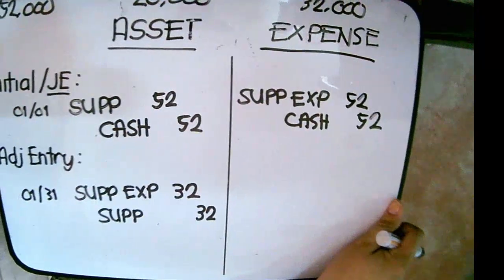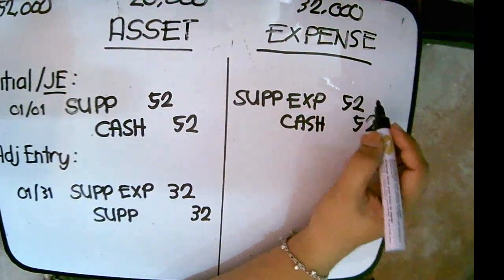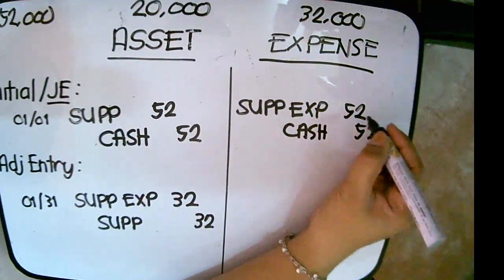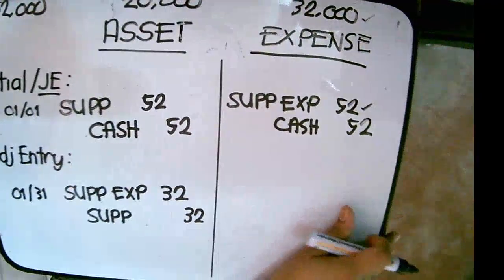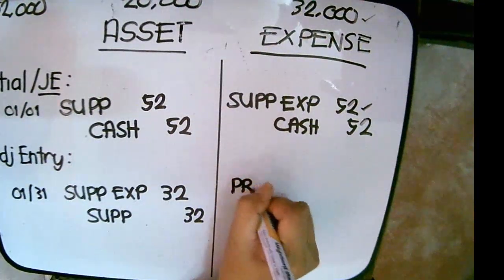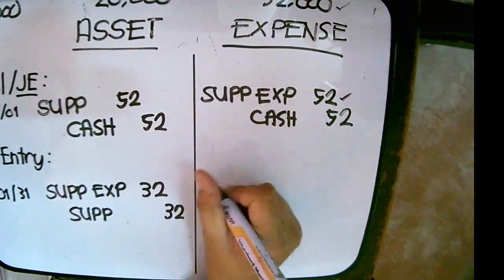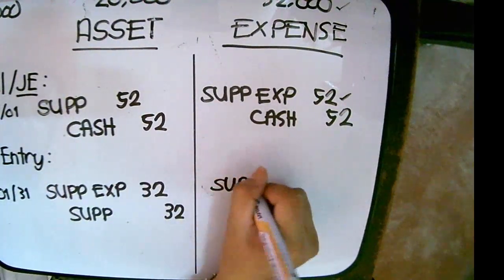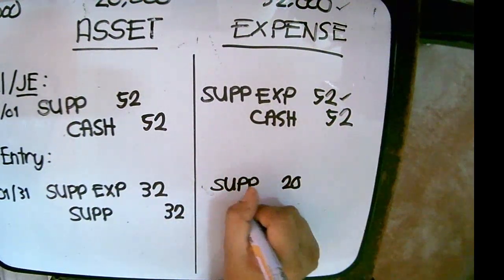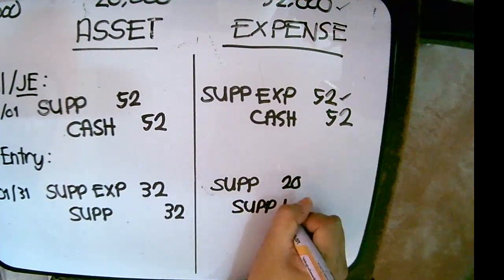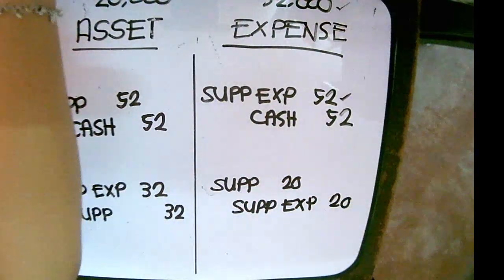So, for expense method, again, balik tayo. Yung supplies expense na naka-record is 52. Dapat 32 lang. So, dapat bawasan natin to. So, debit tayo ngayon ng supplies of 20,000 and then credit tayo ng supplies expense of 20,000 pesos.